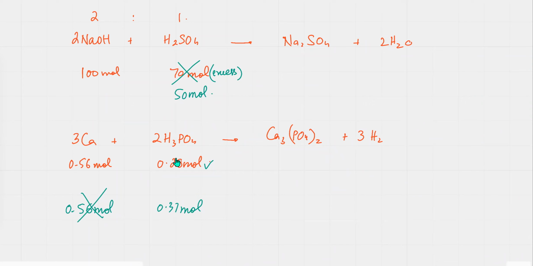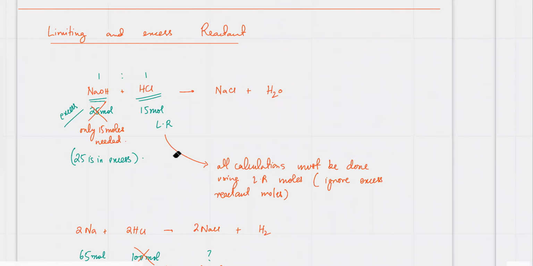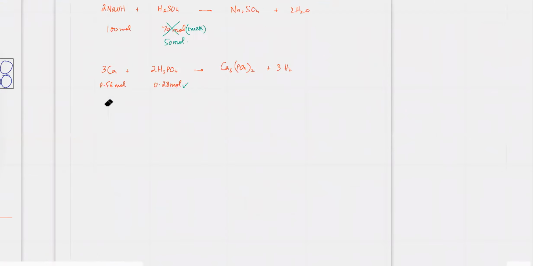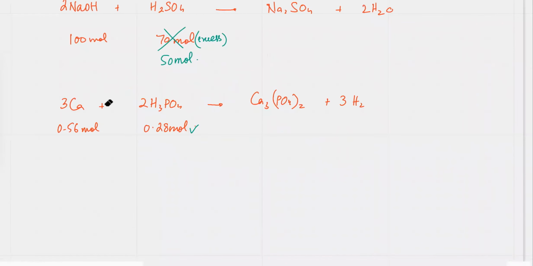There's a simple shortcut for figuring this out. Remember the whole purpose of doing this limiting and excess thing was that all calculations were supposed to be done using the limiting reactant moles. You just had to ignore the excess reactant moles. So I just want to figure out which one is the limiting reactant and which is the excess, so I can use the moles of the limiting reactant and completely ignore the excess reactant. Everything has to be quick, so here is the simple shortcut without making things too confusing.